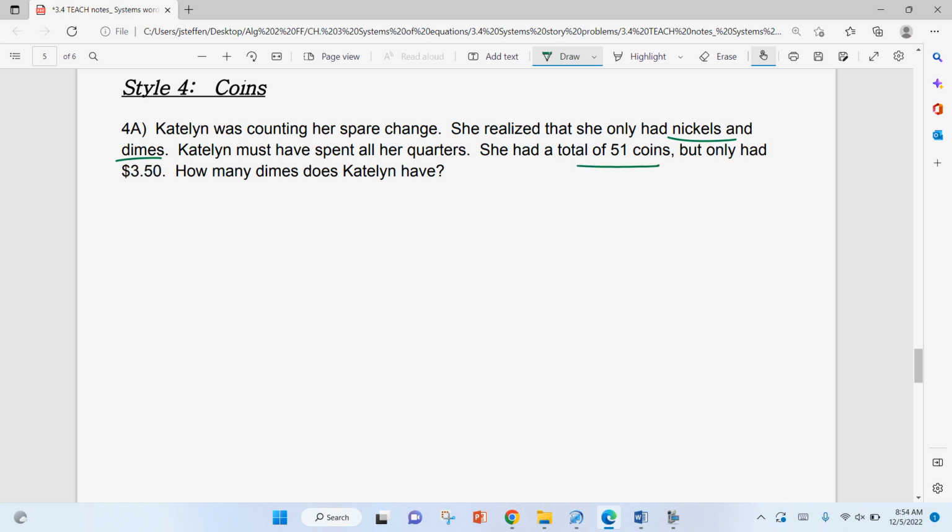She had a total of 51 coins. So just like the last ones, if it's a total, we're going to add those together to get 51. But she only had $3.50. How many dimes does Caitlin have? So first off, N is the number of nickels. D is the number of dimes.